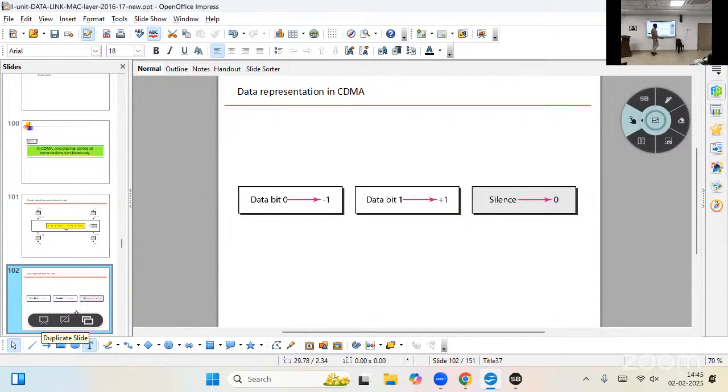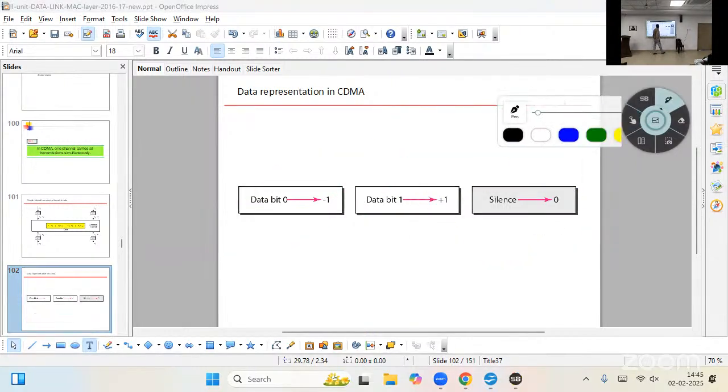In CDMA, if the bit is 0 it is represented as minus 1, a 1 is represented as plus 1, and silence indicates what? Silence indicates 0.